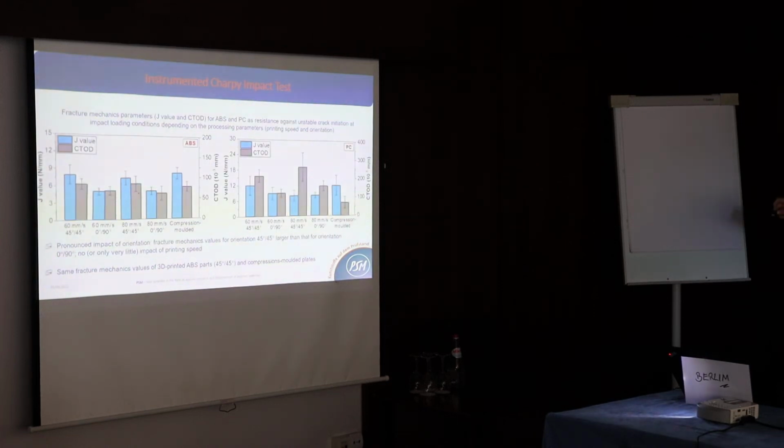You can see this clearly: for the values at 45 degrees, we have higher values compared to 90. The cake speed doesn't affect it as well. That's not so clear for polycarbonate, but this is for ABS. Very nice to see that the compression molded samples give more or less the same values, especially if you have the 45. But for PVC you have no correlation between the compression molded samples and all the other manufactured ones.